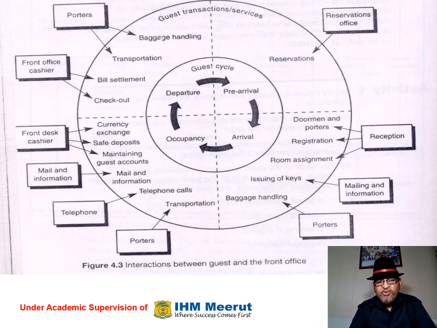This slide shows the interactions between guests and the front office during the guest cycle. In the core center circle, you will see the guest cycle: pre-arrival, arrival, occupancy and departure. On the top right, the quarter of the circle is about pre-arrival. During pre-arrival, the only department of the hotel that the guest relates with is the reservations office, which helps in doing the reservation of the guest.